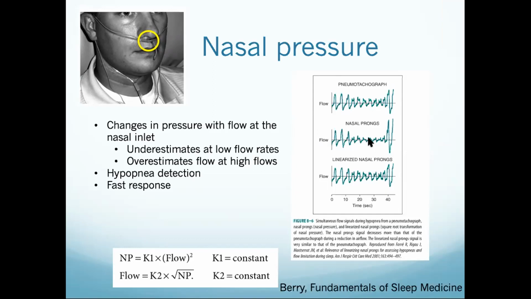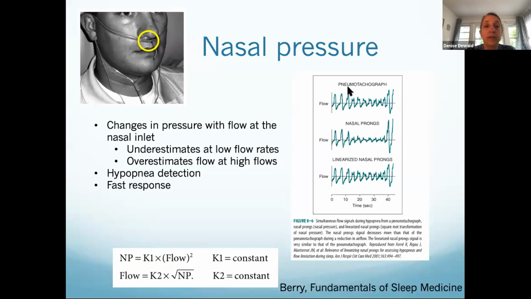Sure. So trying to understand this, the pneumotach is the pressure one? Yeah, this is the gold standard on top. Okay, and then this is the nasal prongs. And then they have this linearized nasal prongs, and no one does this, but just for semantics, the flow is actually the square root of it, but no one does that in practice. We just use the plain nasal prong pressure. But a decrease in flow is going to show up more than what it actually is.